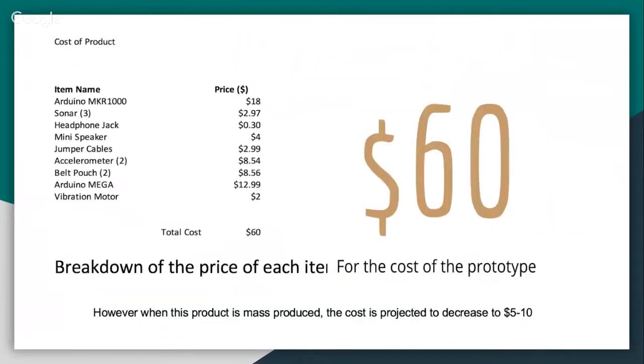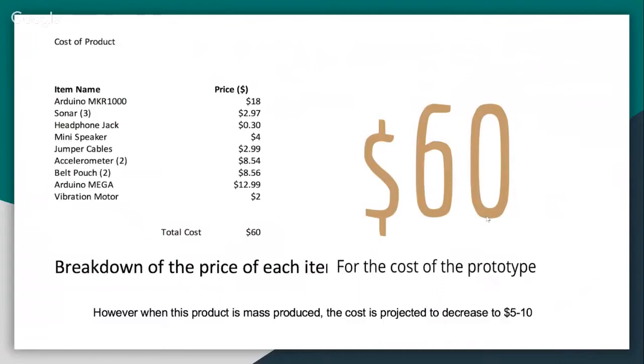Now we have to start thinking about the cost. How expensive is this going to be? Now, if we sum up the total price altogether, this is going to be around $60. Seems a little bit expensive, but this is the cost of the prototype. And there are many different components in a prototype. Among them, there are two very expensive ones, $13 and $18. They're both the Arduino microcontrollers.